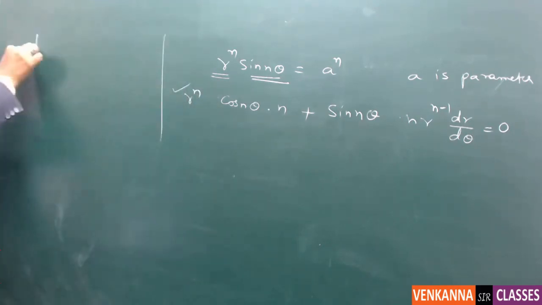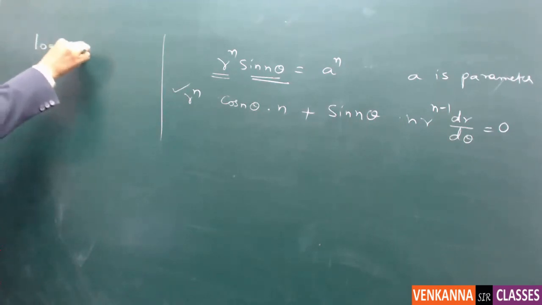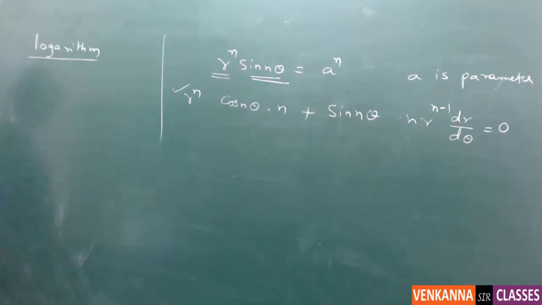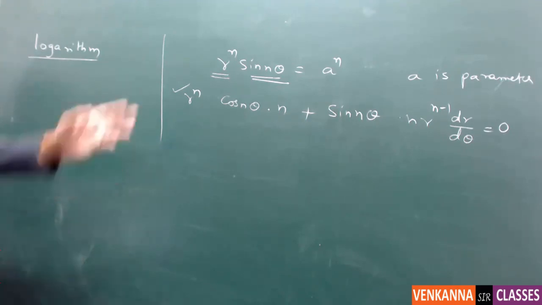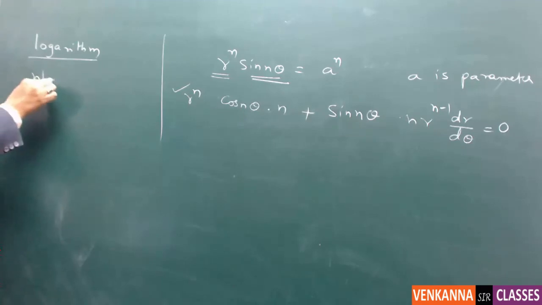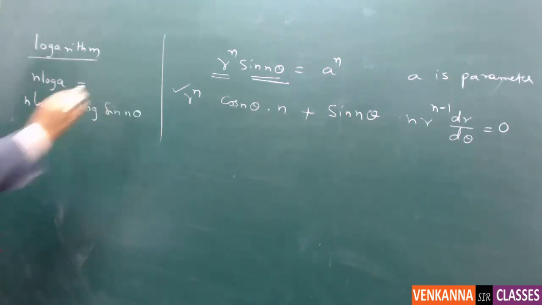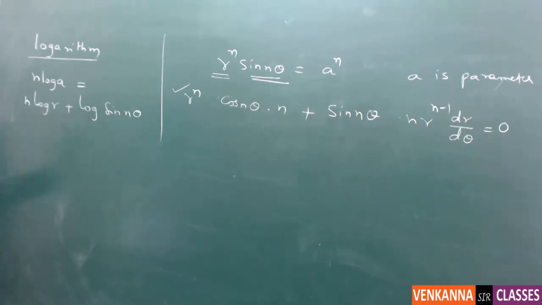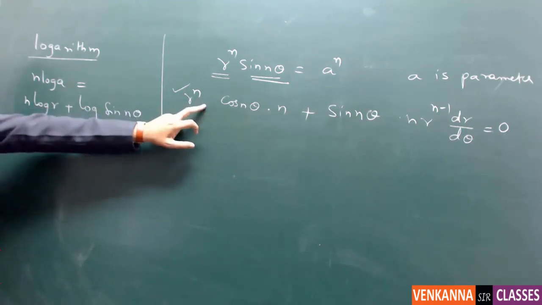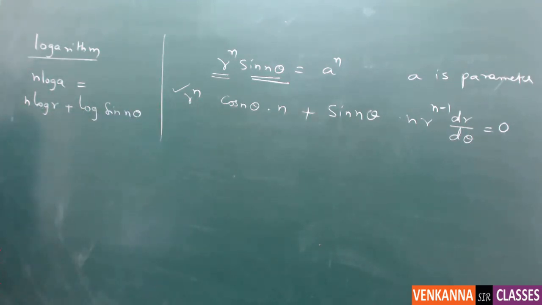So this is one kind of differentiation. Another one, you can apply logarithm on both sides too. That is also acceptable. If you apply logarithm on both sides, then on the right side n log a is equal to n log r plus log sin n theta. That also you can apply. Both the things are acceptable to get the same answer. Fine. So do you accept this differentiation or not? Yes or no? Right.